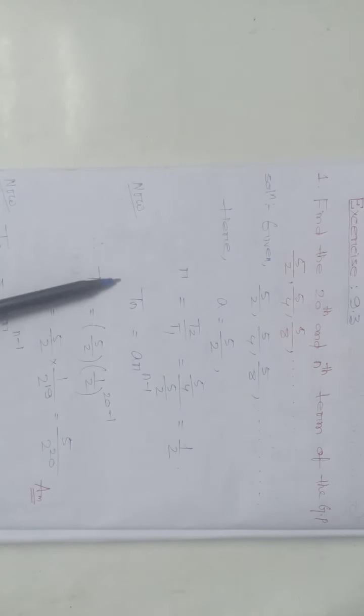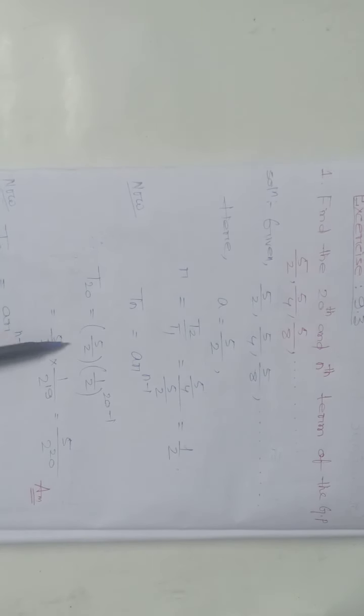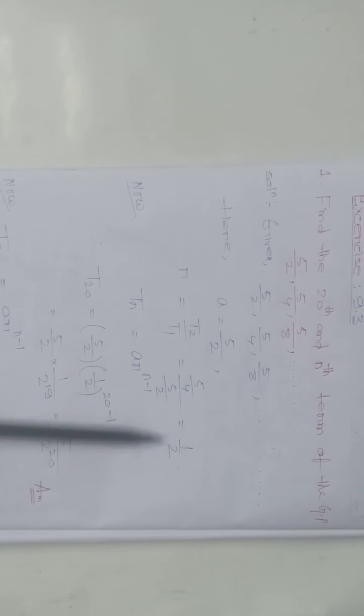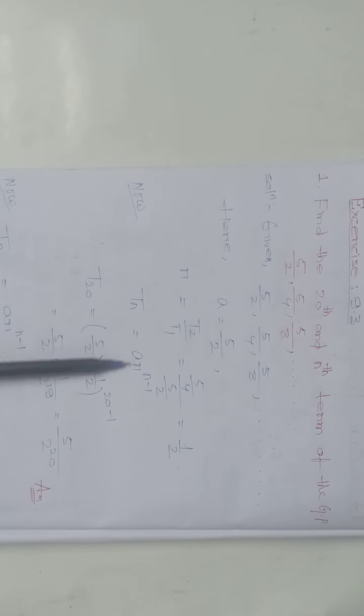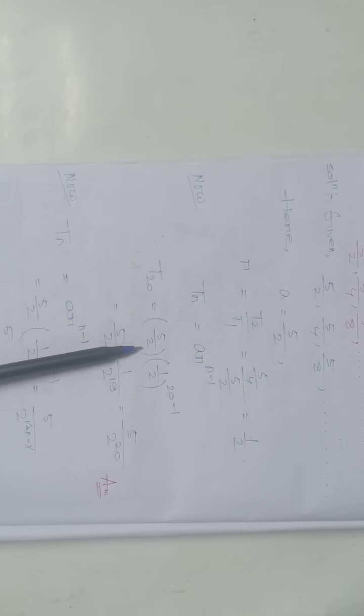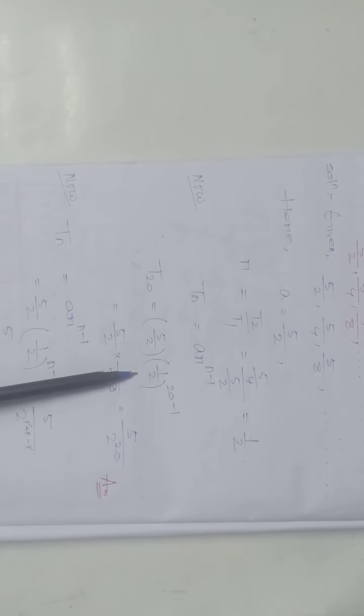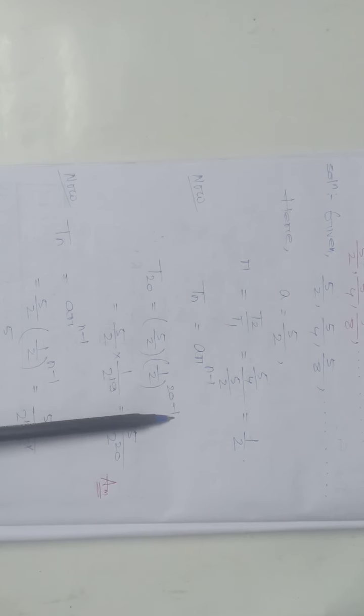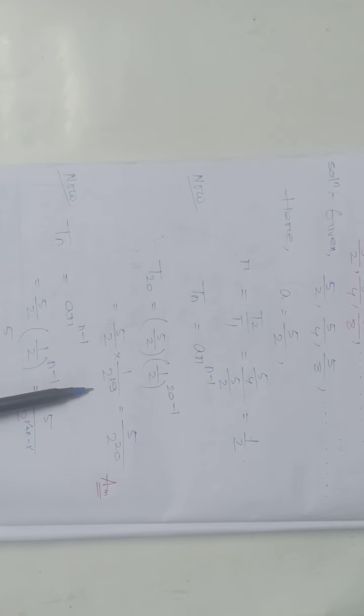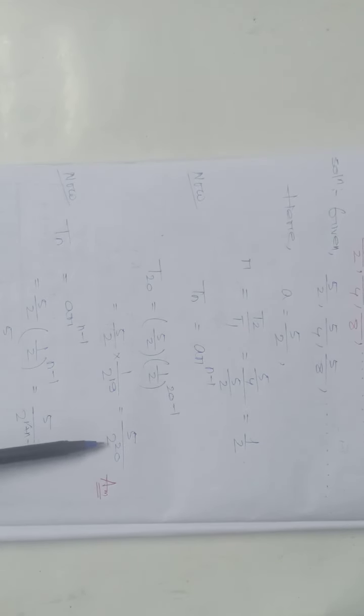So we know that the formula for nth term is Tn equal to ar to the power n minus 1. So T20 equals 5 by 2, and the value of r we have got is half. So 5 by 2 into half to the power 20 minus 1. So 5 by 2 into 1 by 2 to the power 19. So 5 by 2 to the power 19 plus 1. 5 by 2 to the power 20.